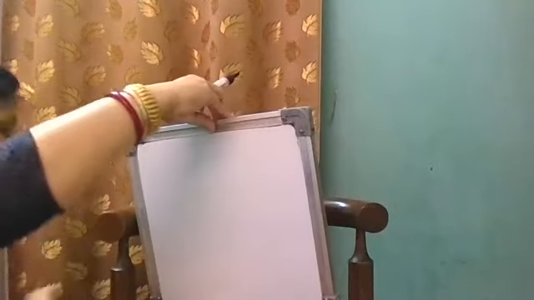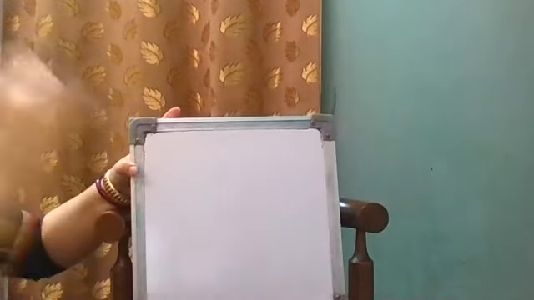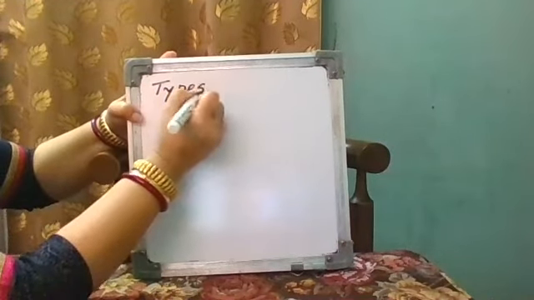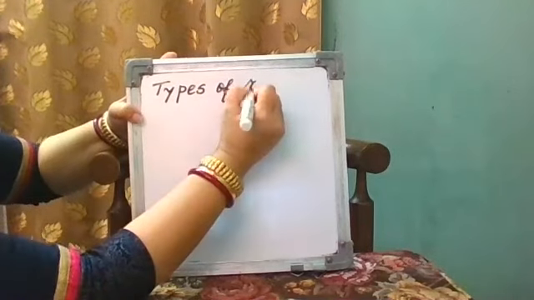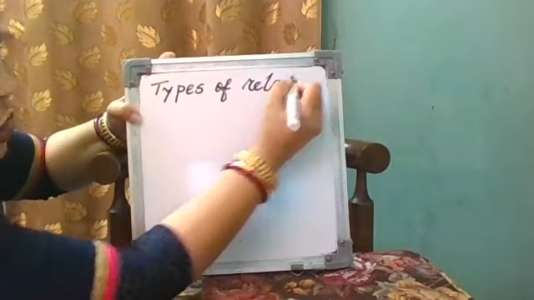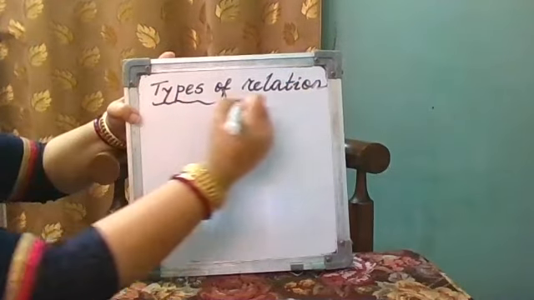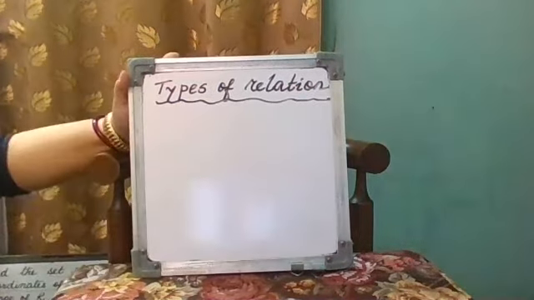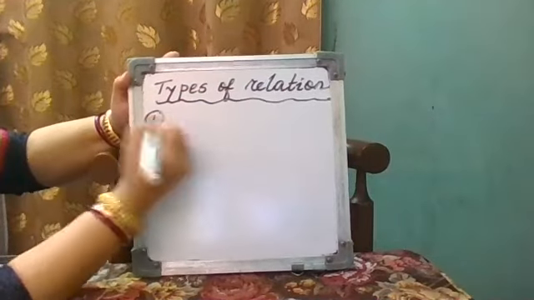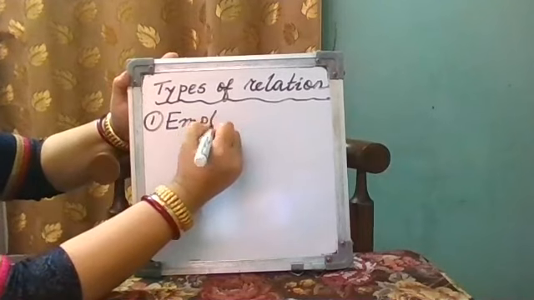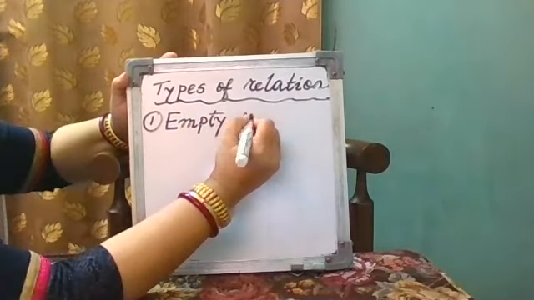So the next topic, types of relation. Concept explanation, I'll go a bit slow. Number 1, empty relation. These are new terms for you people.